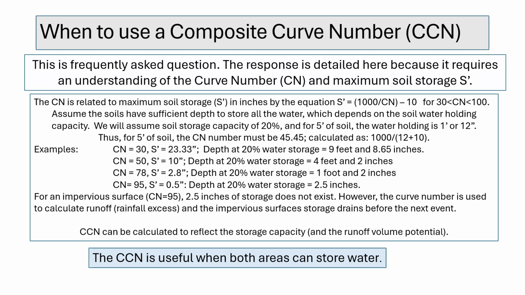The CCN is valid and useful when all the land cover areas being combined can actually store water. If one of those areas is impervious and cannot store water, you must not use the composite curve number approach. Doing so would misrepresent the true runoff potential of the watershed, because you'd be averaging together soil storage values where no such storage physically exists on the impervious portion.